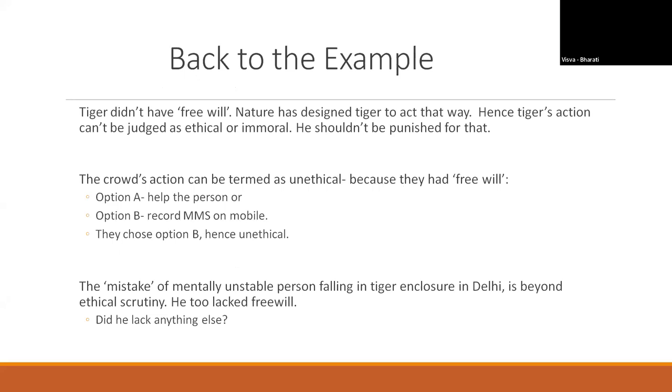So now, if we go back to the example, we'll see that the tiger acted by its nature. Nature has created the tiger in a way that it will definitely attack somebody who is in the enclosure. So he did not have the freedom or the rationality to think, I have the choice of eating this person or I have the choice of leaving him alone. It is not that he decided which one to act on. He acted by nature. So we cannot judge his action.